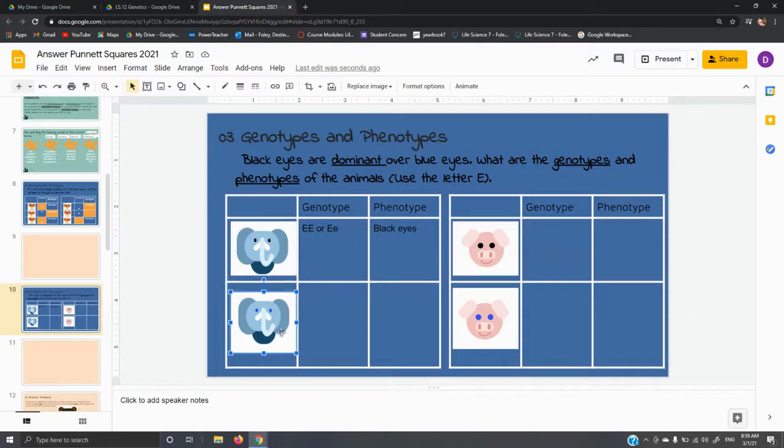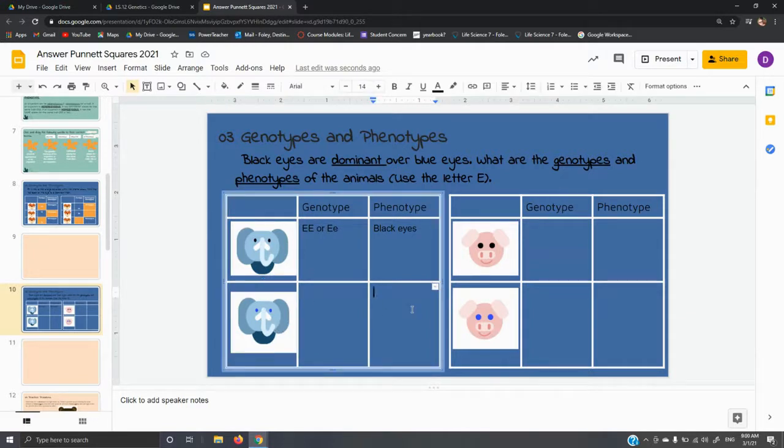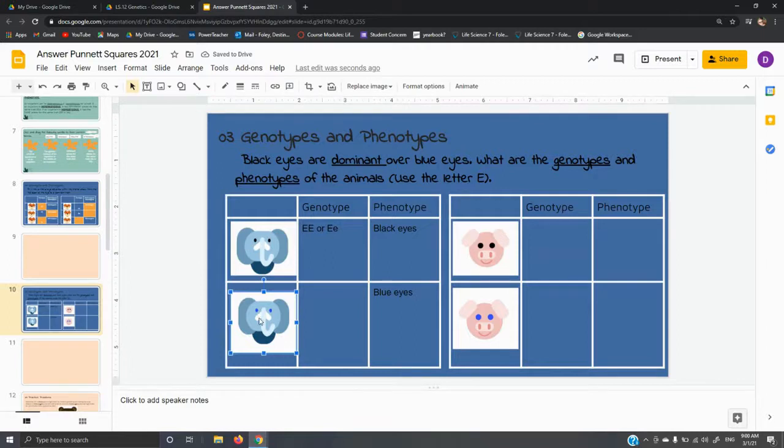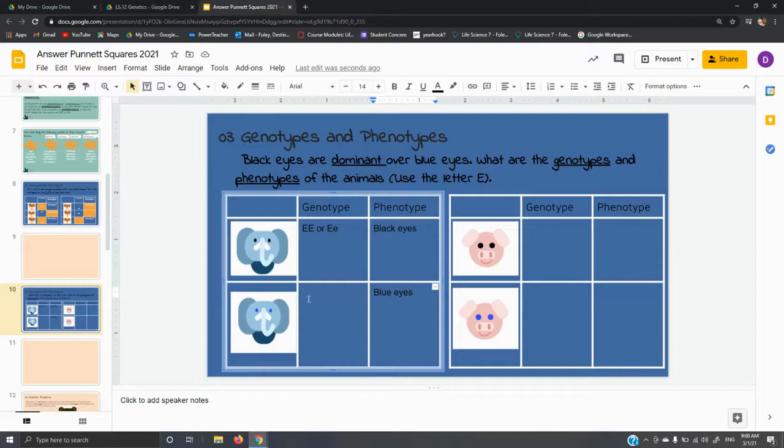We're going to do the blue-eyed elephant next. The phenotype, the physical appearance of this elephant is blue eyes. Physical appearance. That one you could do right away. Blue eyes. Boom. Type it. If blue eyes are recessive, what does that mean? I'm going to give you a couple moments here to think about it before I tell you the answer.